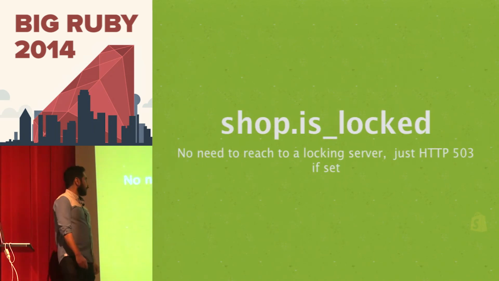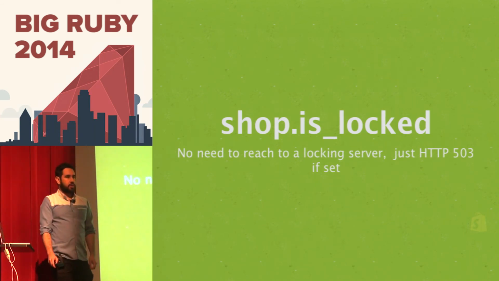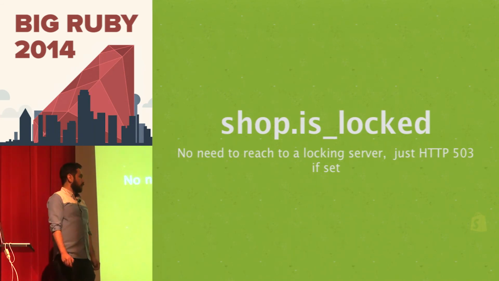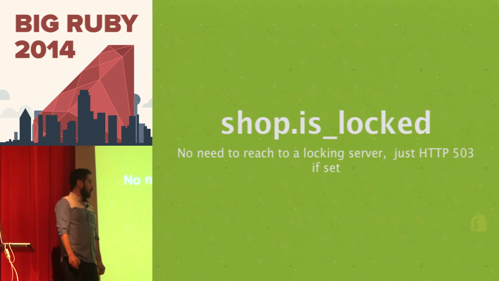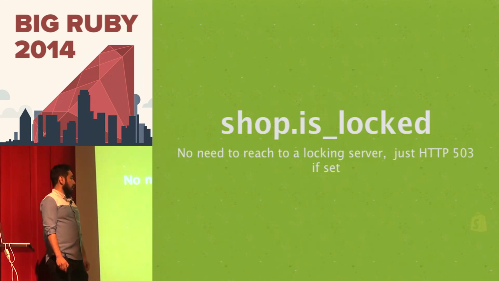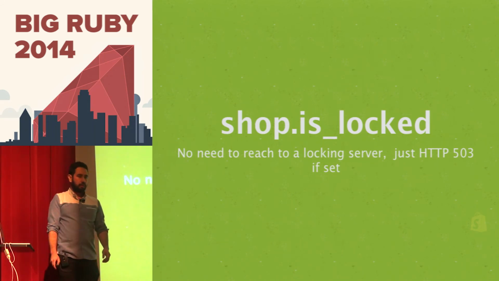There is an optimization for the common case. For HTTP requests, we don't want to be reaching to Zookeeper or Redis for every single HTTP request. What we do in that case is we set this isLocked field in the shops table. And from there, the top-level controller will 503 on the user.